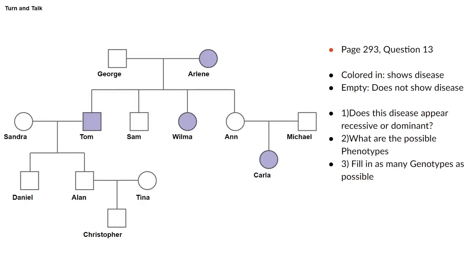And here we have our first question. This is on page 293 of the textbook. It's question number 13. Remember, when we see colored in shapes, we know that they are showing the trait. When we have empty shapes, they are not showing the trait. When we have squares, they are male. When we have circles, they are female. So do your best to track this disease. Does it appear dominant or recessive? Do your best to answer that on your own.